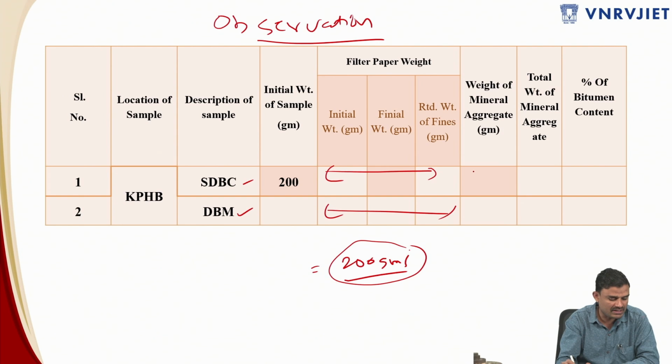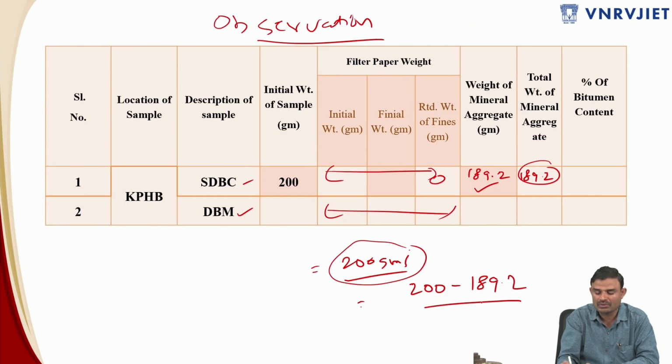I did not take that into consideration, and the weight which is coming is 189.2 grams of mineral aggregate. So the total weight is also 189.2 because I did not use any weight which is retained on the fines. Therefore the weight of the mineral aggregate is 189.2 grams, and there is no weight over here, 0. So 0 plus 189.2 is still 189.2. Then again you have to use the formula: initial weight 200 grams minus final weight 189.2 divided by initial weight 200 grams. So the bitumen content in this case has appeared to be 5.46. So this is the bitumen content.